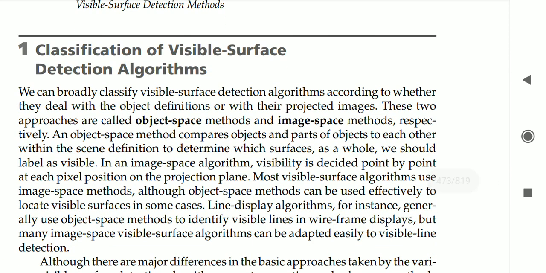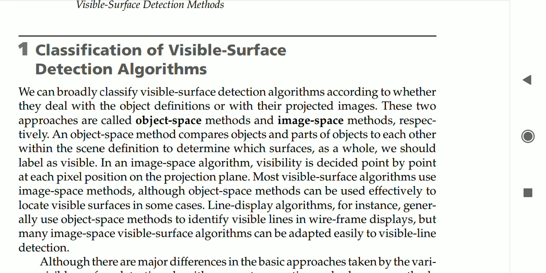First one is the classification of visible surface detection algorithms. I will show you one duster. In the duster, which surface is visible? Only the front surface is visible. The back surface is not visible. So when you draw the duster in software, you should make the front surface visible and the back surface invisible. Correct? This is classified into two types. One is the object space method, another one is the image space method.